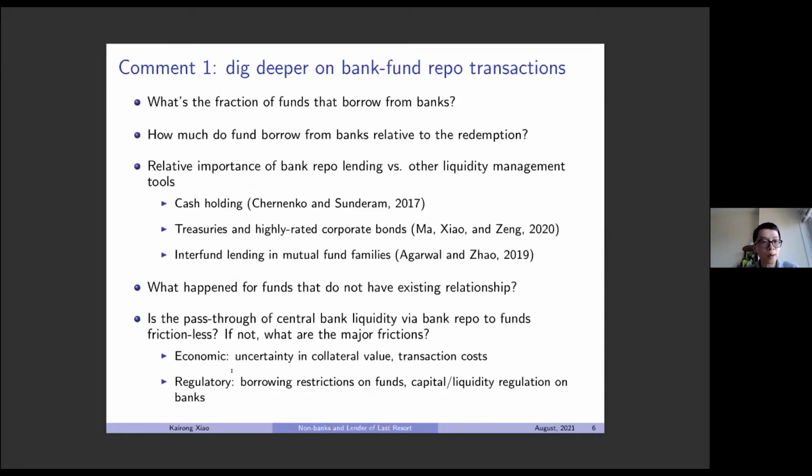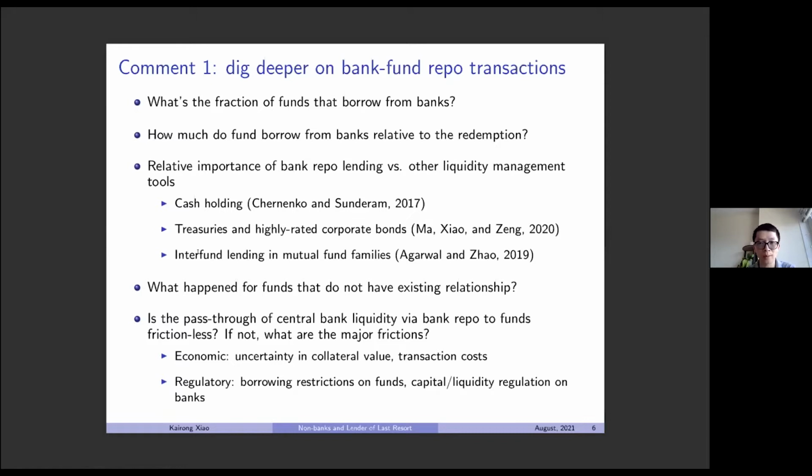So the first comment is that I would suggest the authors dig deeper on the bank-fund repo transactions, because I think there are a lot of open questions. Firstly, what's the fraction of funds that actually borrow from banks? How much do they borrow from banks relative to redemptions in normal times and in crisis times? And lastly, in the literature, people usually focus on other liquidity management tools for mutual funds, like cash holdings, treasuries and highly rated corporate bonds as liquidity buffers, and also inter-fund lending within mutual fund families.